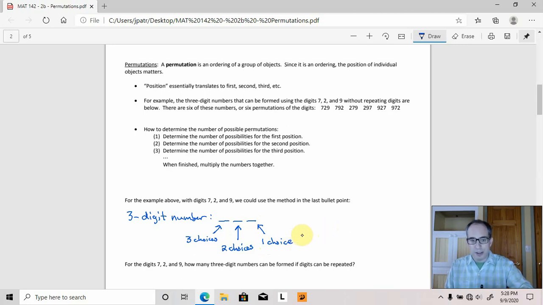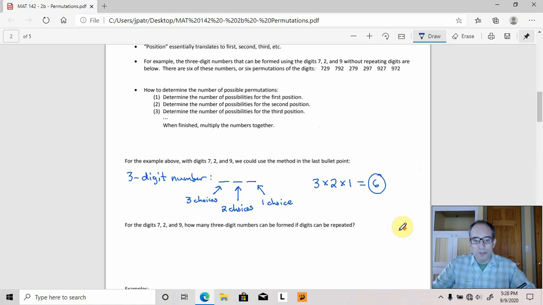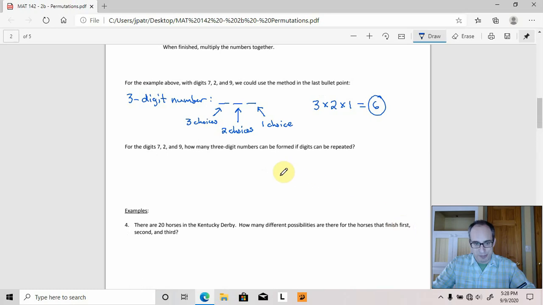And so when you multiply the numbers together, 3 choices times 2 choices times 1 choice is 6. And that's what we're supposed to get, right? I mean, that's what's up here. We have 6 options written out explicitly. But yeah, that's what we're supposed to get. All right, well then, what if you can repeat digits?